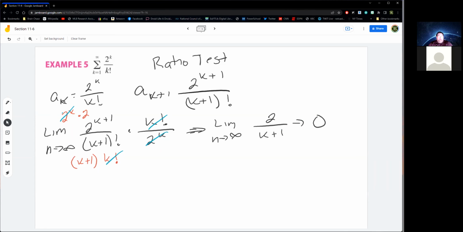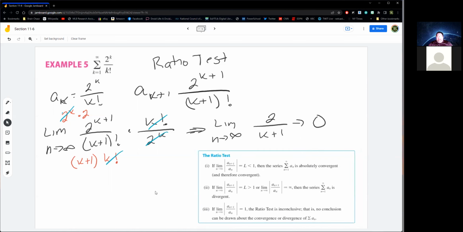So remember the ratio test? We did that one a little bit ago. When it goes to 0, what does that mean? Inconclusive? No. It's when it goes to 1 that it's inconclusive. This is less than 1, so it converges.